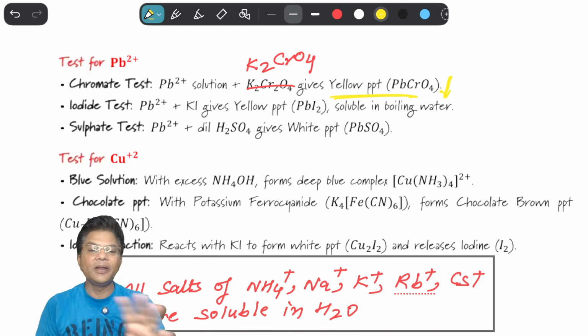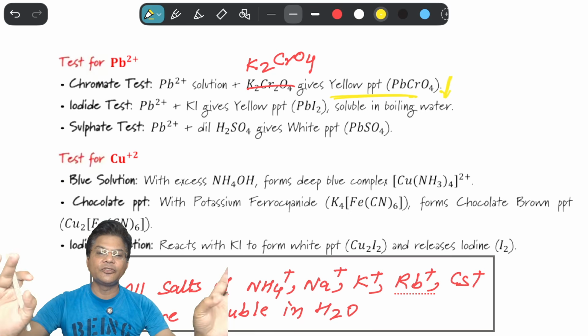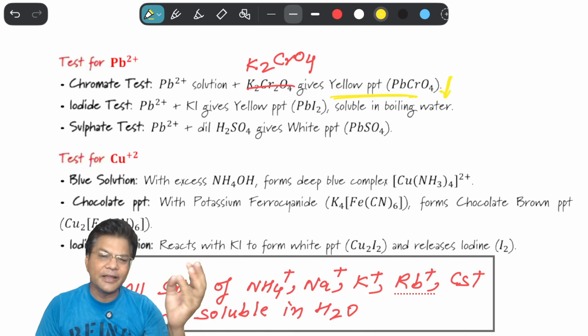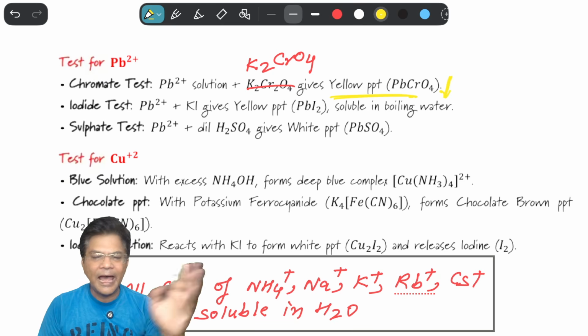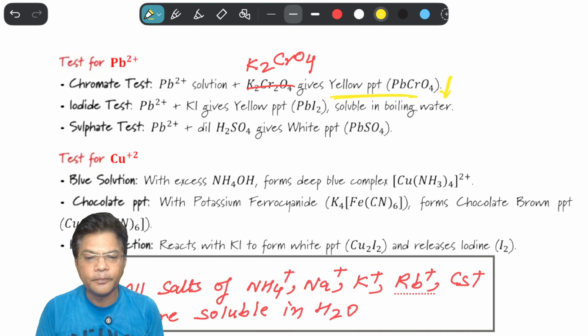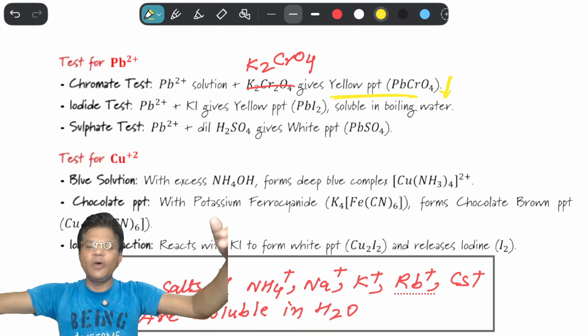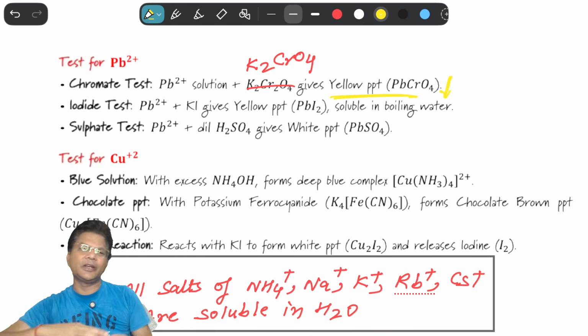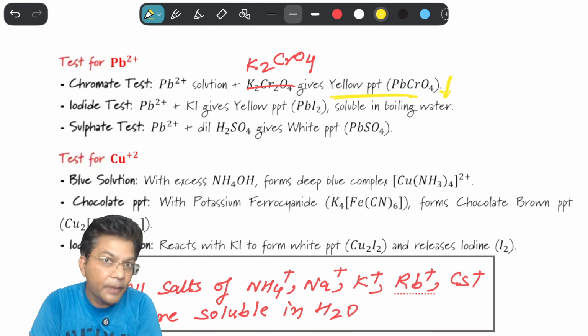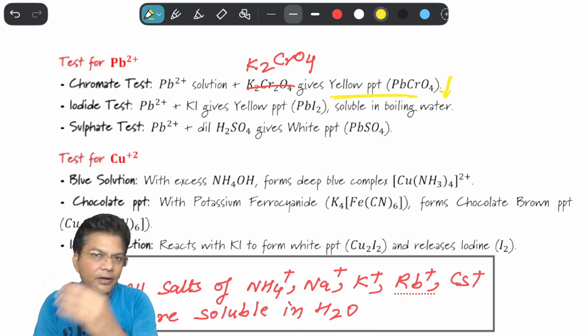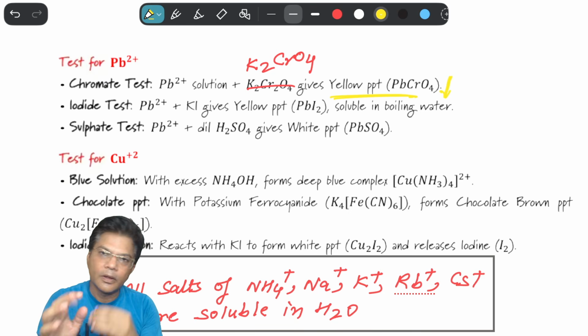Got it? Only this much you have to remember, the rest is not required. And if you want to add sulfate, add it. You will get white PPT of PbSO4. Now again, solubility is coming. Why is sir always talking about precipitate and soluble? For that, you have to remember the solubility chart. I will once again make another video for that.